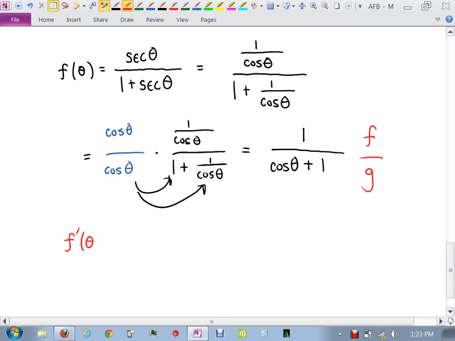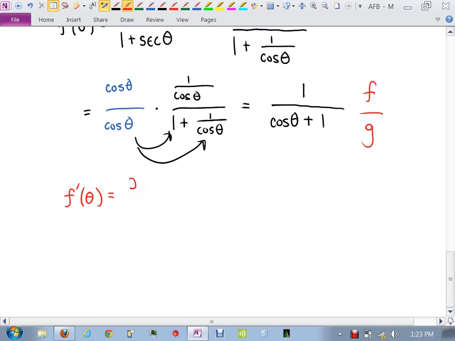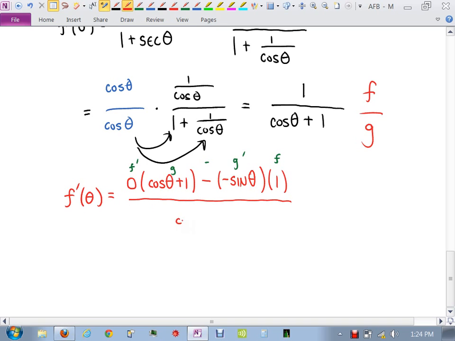f prime theta equals quotient rule. Derivative of the top, 0 times the bottom. It's not going to matter, it's going to go away. Minus derivative of the bottom, negative sine theta, and then derivative of 1 is 0, so I don't need anything. Times what? 1. Remember, this is f prime g minus g prime, don't forget f. All over g squared.